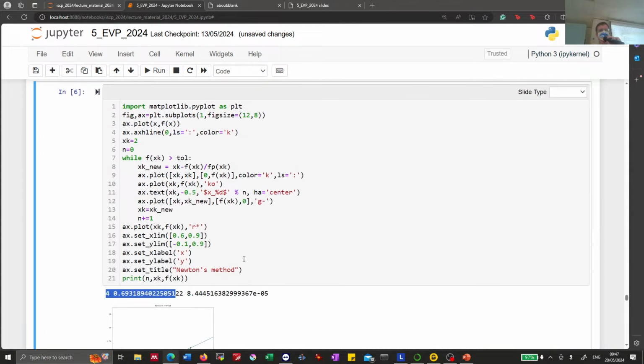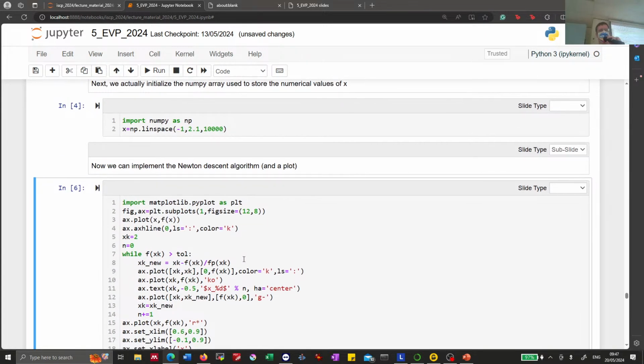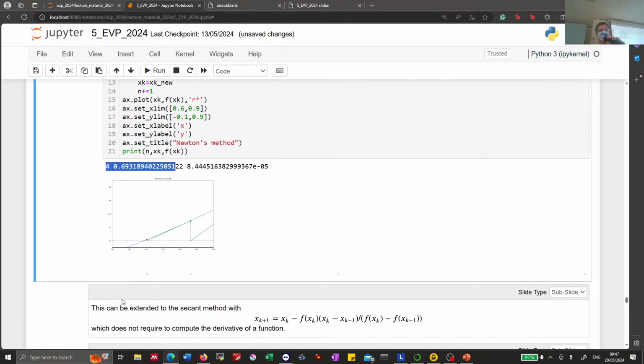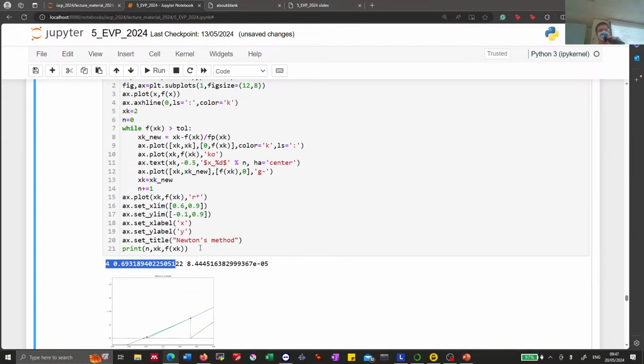A little bit small still. Okay, 4 iterations, our root is 0.693. And the function value, so our inaccuracy, our deviation from 0, is 8.4 over 10,000. So this is not bad.